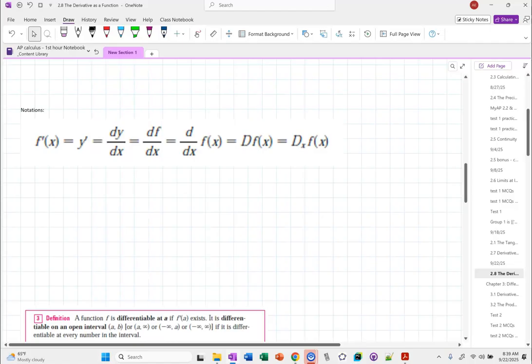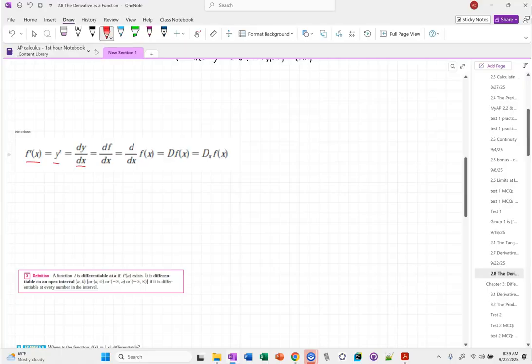So here's a bunch of different notations that all mean the same thing. We're talking about the derivative of the function, whether it's f prime of x, or y prime, or dy dx, or if it was f, it would be df dx, or d dx of f of x, or d of f of x, or dx f of x. These two are rare. You almost never see those. The rest of these are pretty common, but they all mean the same thing.